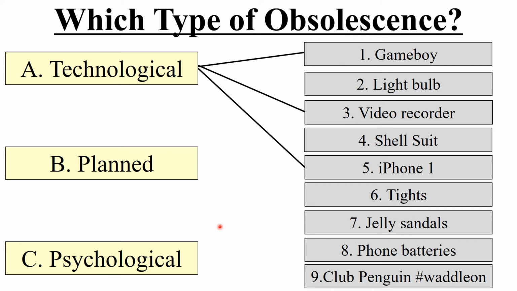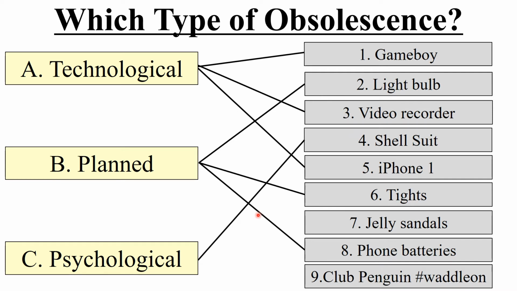And then planned obsolescence, light bulb we mentioned, also tights as well. Again, I'm not someone who wears tights, but they only last a certain period of time, don't they? It's just the way it is. And phone batteries too, planned obsolescence. And then psychological, shell suit, jelly sandals were very popular, not so much anymore. And also Club Penguin. I don't know if anyone still plays that, but that was popular for a while.